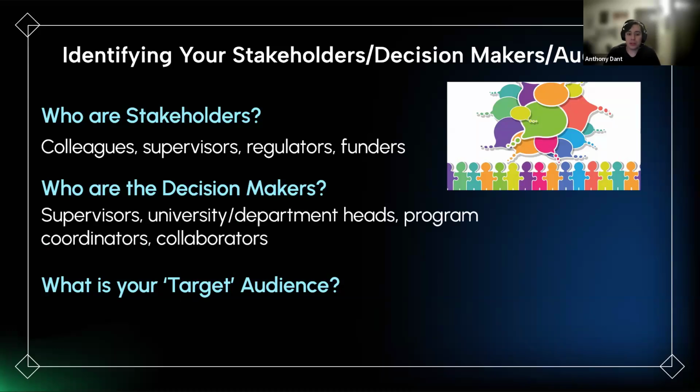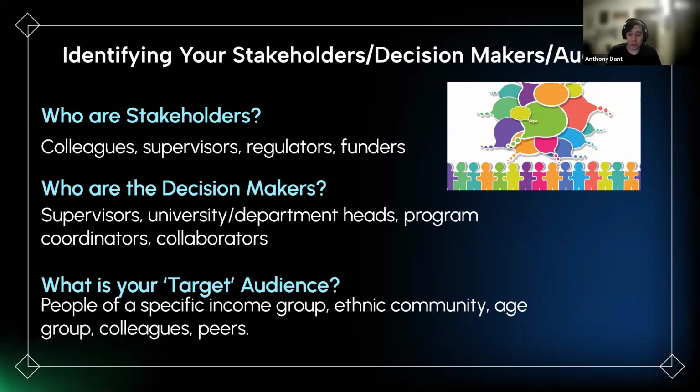The decision makers could be supervisors, the university departments, program coordinators, collaborators, that more administrative level. So less on the academic side and more on the higher up policy making of the institution.